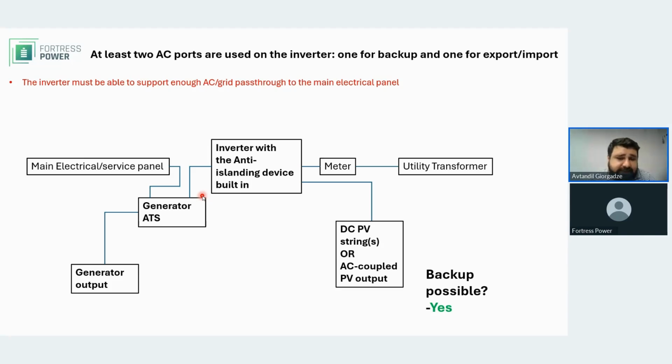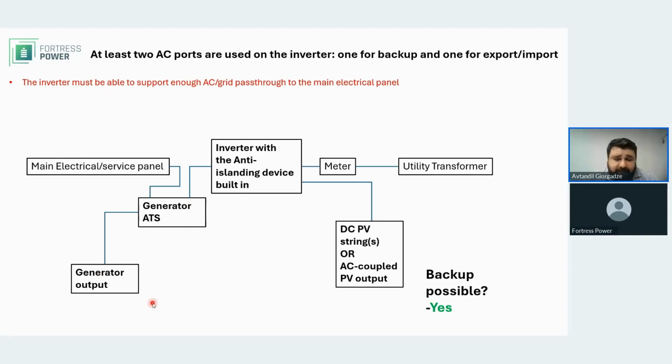Here, what changes is that the normal side of the generator ATS is the load side of the inverter. So if the inverter is facilitating pass-through, if the inverter is providing power because there is an outage and the batteries and the PV are supporting the loads, your generator automatic transfer switch will just facilitate pass-through from the inverter power to your generator output.